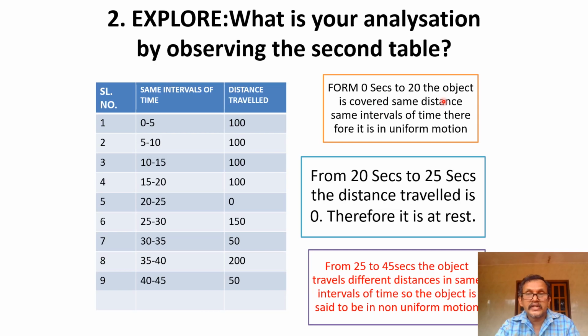From 0 to 20 seconds, the object covered the same distance in the same intervals of time. Therefore, it is uniform motion. The object from 0 to 20 seconds is in uniform motion. Why? Because it covered the same distance in the same intervals of time.